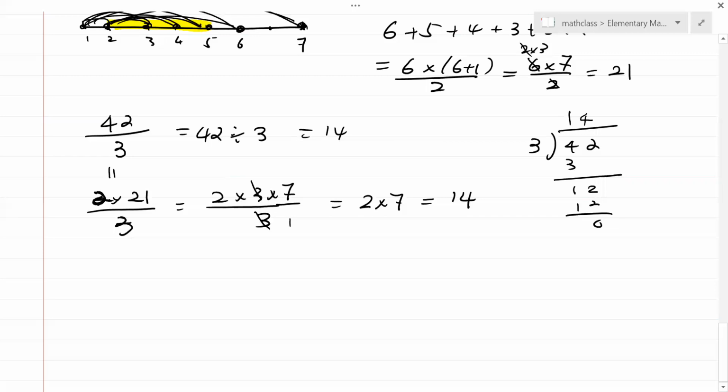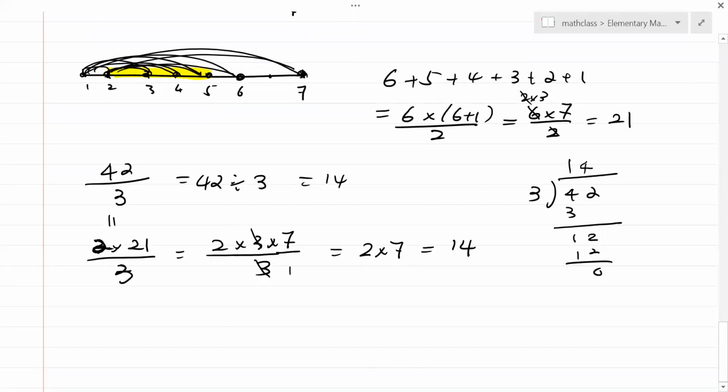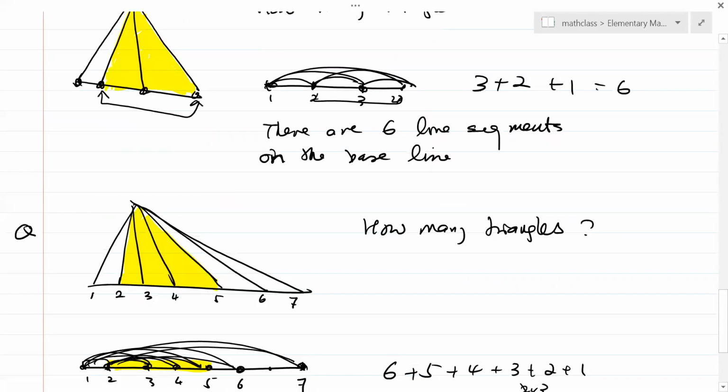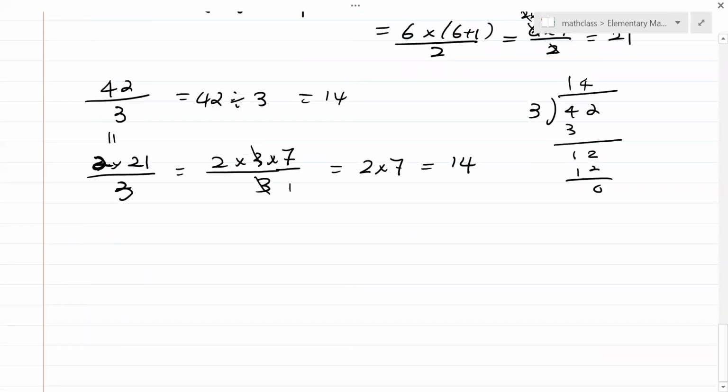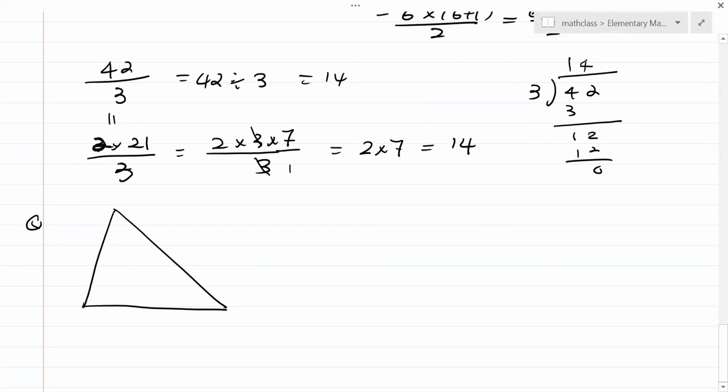Okay, so now we can deal with many triangles, not only the simple one here. But let me try again, with a slightly different standard one. I draw the line here. So still the same question: how many triangles can you see in this picture?